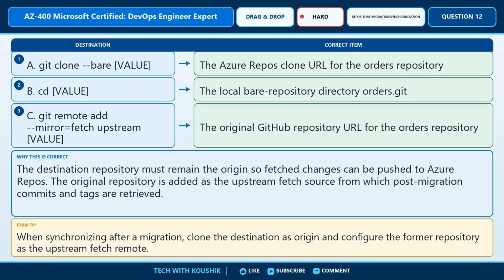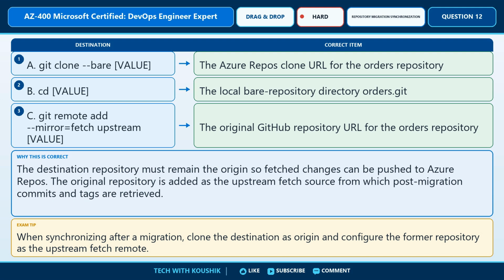The first correct mapping is the Azure Repos clone URL for the orders repository, mapped to A, git clone, bare value. The second correct mapping is the local bare repository directory orders.git, mapped to B, cd value. The third correct mapping is the original GitHub repository URL for the orders repository, mapped to C, git remote add, mirror equals fetch upstream, value.